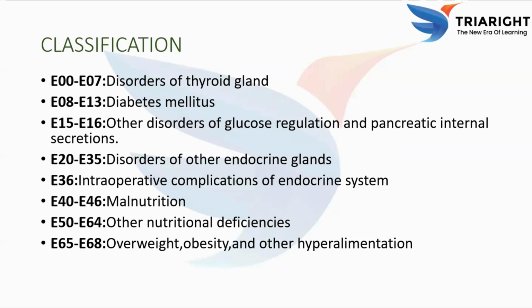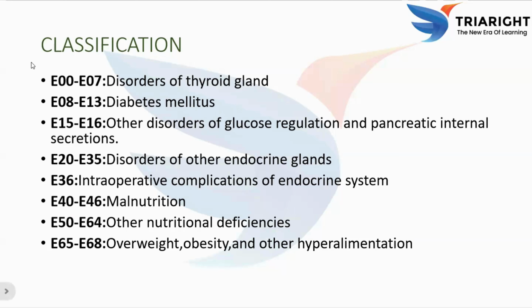These codes tell us about the problems in the thyroid, the gland that sets the speed of the body's metabolism. The code range of E08 to E13, that is diabetes mellitus. This covers different types of diabetes where the body cannot properly use glucose. For example, E10 for type 1 diabetes, E11 for type 2 diabetes and also E13 for other specified types. These codes show all forms of diabetes where insulin or sugar control goes wrong.